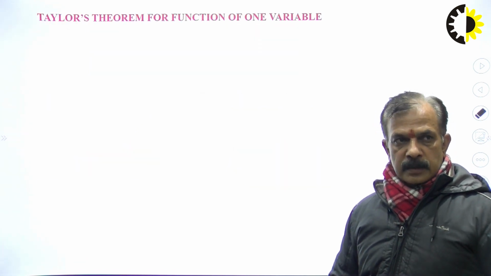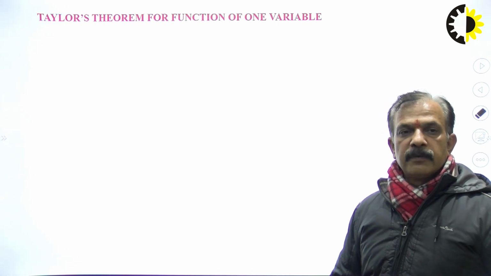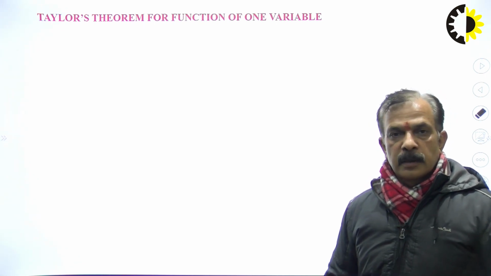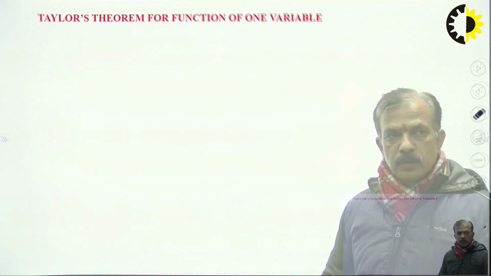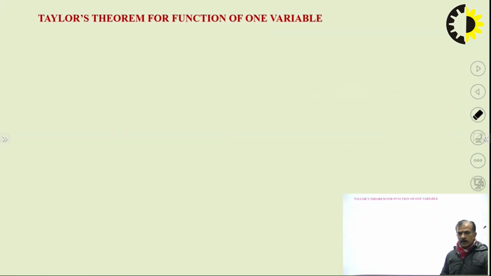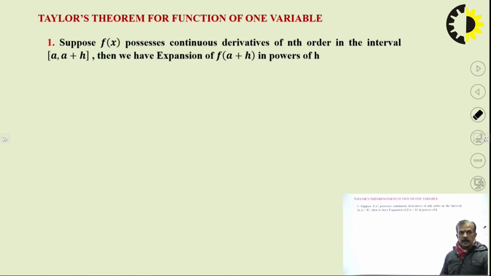Now, we discuss how to expand any function of one variable or two variables. To expand any function of one or two variables, we can use the Taylor theorem or Taylor expansion formula to expand the function. First of all, we suppose f(x) possesses a continuous derivative of nth order in the interval a to a plus h. Then we have the expansion of f of a plus h in powers of h.